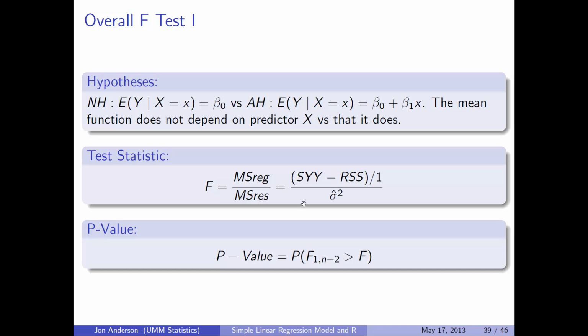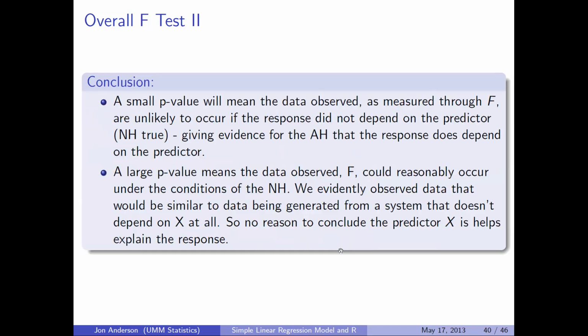If you've not seen the F distribution before, notice that there are two sets of degrees of freedom for this F distribution. The first degree of freedom index comes from this numerator. What is the degrees of freedom for the mean square regression? Well, it's just 1. And the second set of degrees of freedom comes from the denominator, the degrees of freedom for residual, which is n minus 2. And from this p-value, you can make the appropriate decision about the null and the alternative hypothesis.